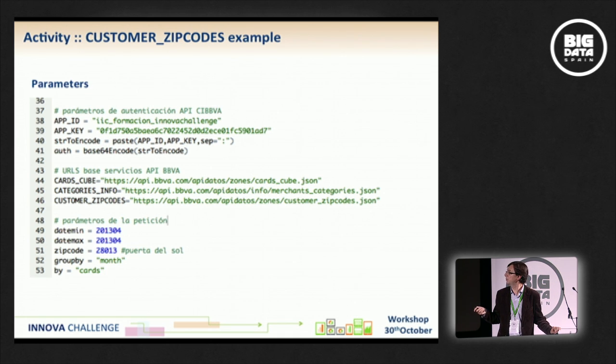The parameters of this request are: you have to specify a minimum time, a maximum time, and also the zip code you are interested in. You also have to specify that you group by month, and there is a resolution. You can group up to, I think it's weeks, if I remember correctly. You cannot group by days.